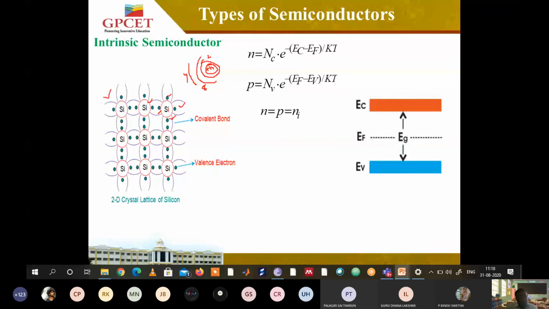Likewise, I am taking a crystal made only of silicon atoms. You can observe here each outermost orbit electron present in a silicon atom is forming a bond with the other silicon atoms. You can see this silicon atom and that silicon atom are forming a bond, and a covalent bond is formed here by sharing the electrons. Here also a covalent bond is formed by sharing the electron. This is called a covalent bond. Sharing of electrons with another atom present in a crystal is called a covalent bond.